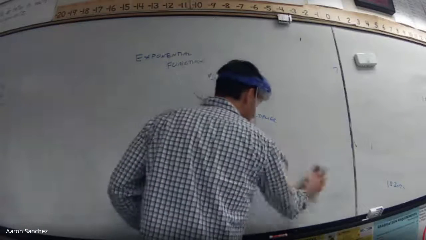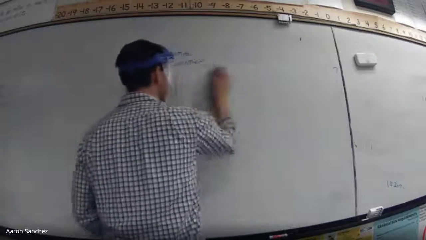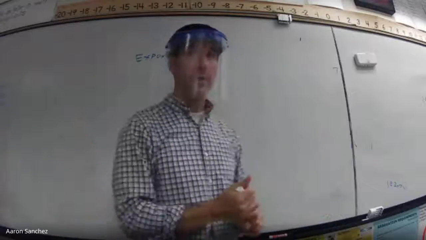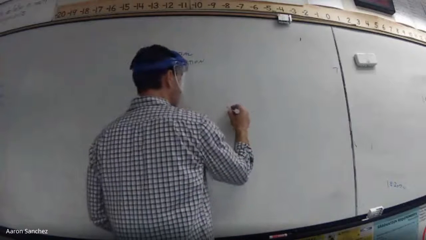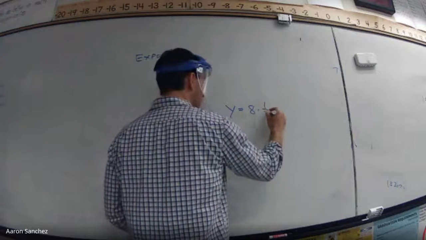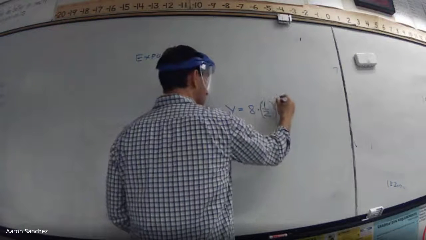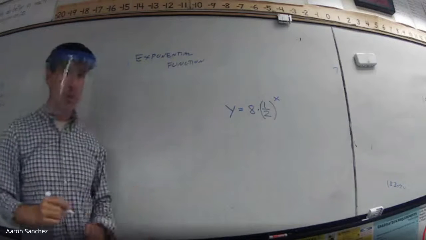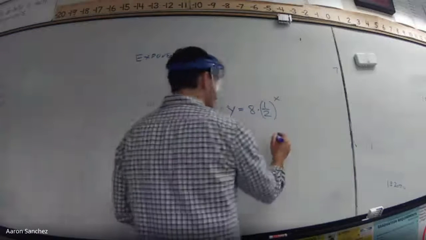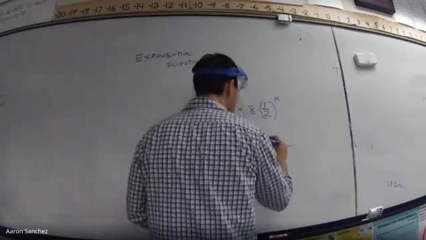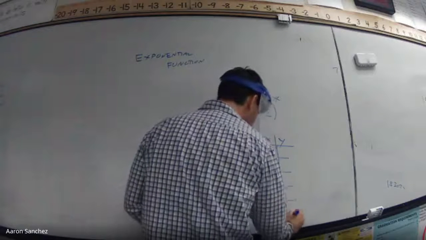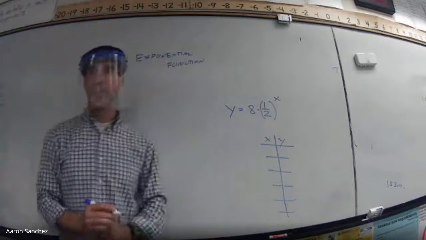Okay, so let's try this one. Class, shall we? So we're going to try to graph it. We're going to do the table and we're going to graph it and everything, okay? So let's go y equals 8 times 1/2 raised to the x power. Okay, so we're going to graph that. And so let's make the table first. X, y. Make the table.